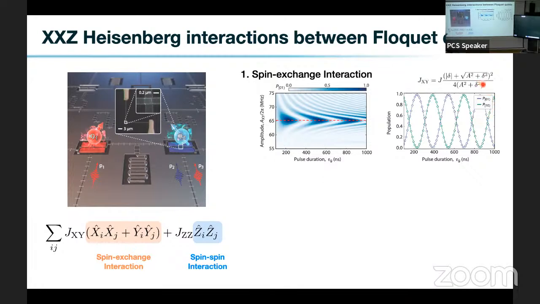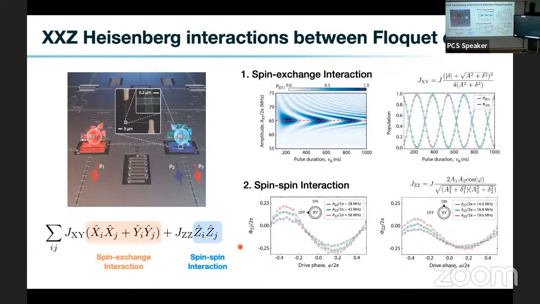And I derived this relation. What this relation tells is that we can make J_XY become similar to J by setting the drive parameters properly.